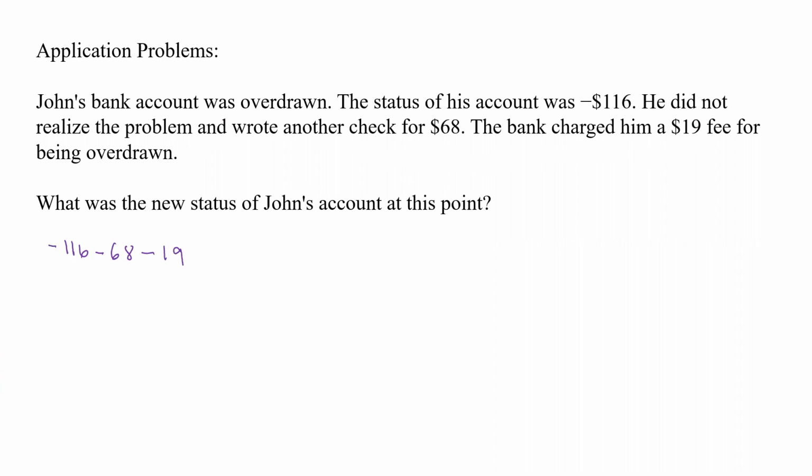Okay. So what that means is we're going to have to change this to an addition, like what we've looked at throughout this section. So minus 116 plus a negative 68 plus a negative 19. Okay. So now we have it as an addition, notice all of them are negatives. And so what we can do is take 116 plus 68 plus 19. And if you remember how to add them all together, that's going to be our answer.